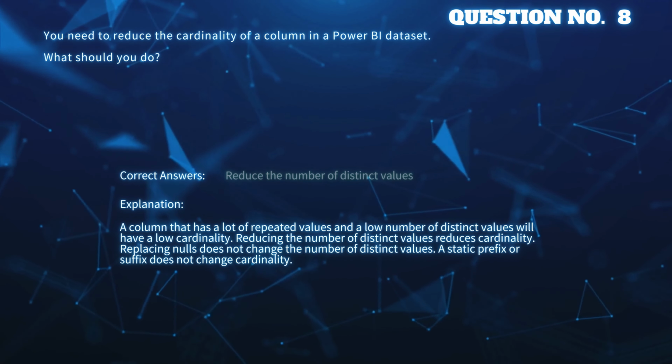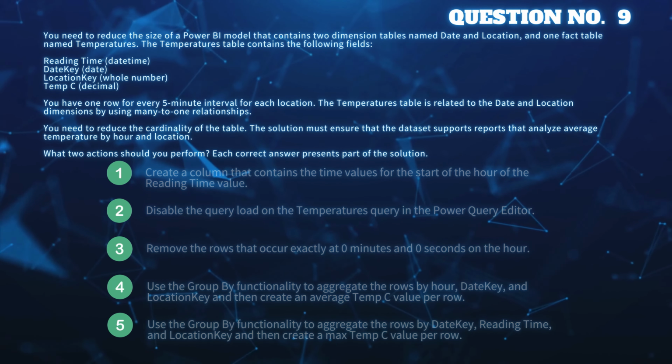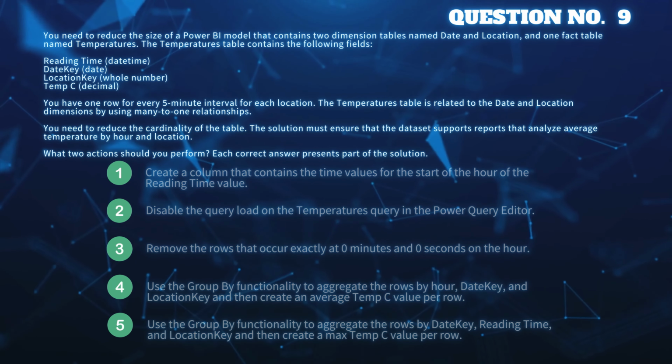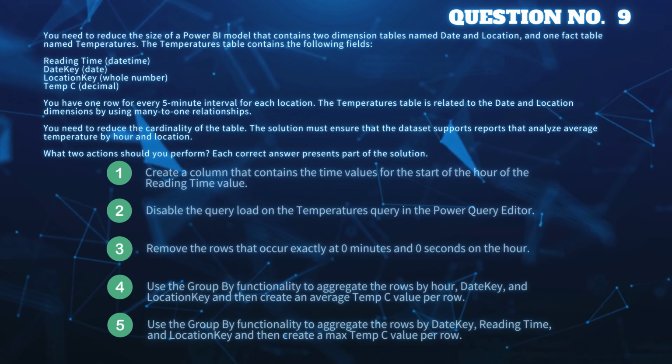You need to reduce the size of a Power BI model that contains 2 dimension tables named date and location, and 1 fact table named temperatures. The temperatures table contains the following fields: reading time, date time; date key, date; location key, whole number; temp C, decimal. You have 1 row for every 5-minute interval for each location. The temperatures table is related to the date and location dimensions by using many-to-one relationships.